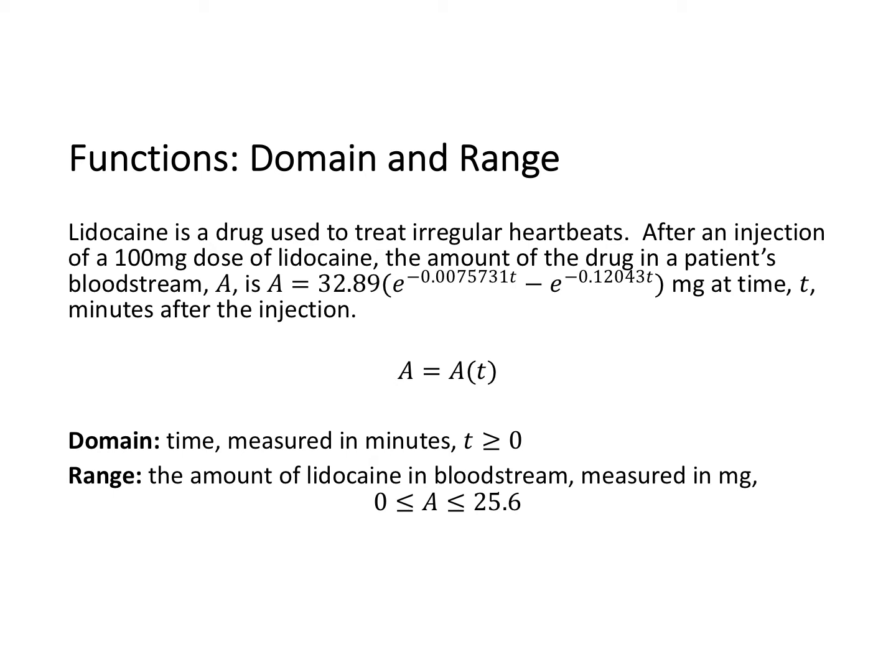Okay, so here is another example of how to find the domain and range of a function where there's some context. Lidocaine is a drug that's used to treat irregular heartbeats, and we can actually measure the amount of the drug that's left in a patient's bloodstream. We'll call that A, the amount of drug left over time, which we're calling T. So, let's define T as time measured in minutes after the lidocaine's been injected.